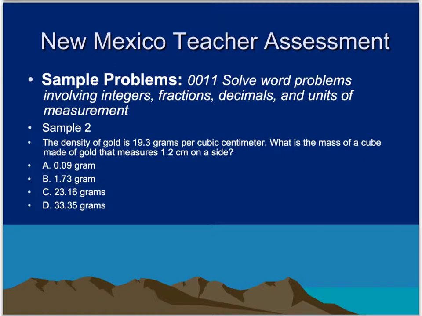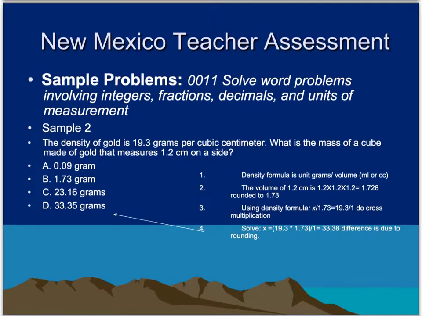The second sample. Take a few moments to read the problem, and then we will solve. On this problem, you need to reference your formulas. The first thing you do is find the volume of the object that is given, which is 1.2 centimeters of a cube. You multiply 3 times 1.2, and you get a volume of 1.728. You may round it off to 1.73.